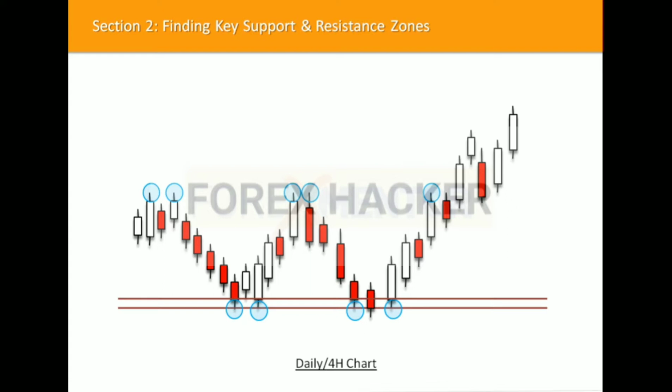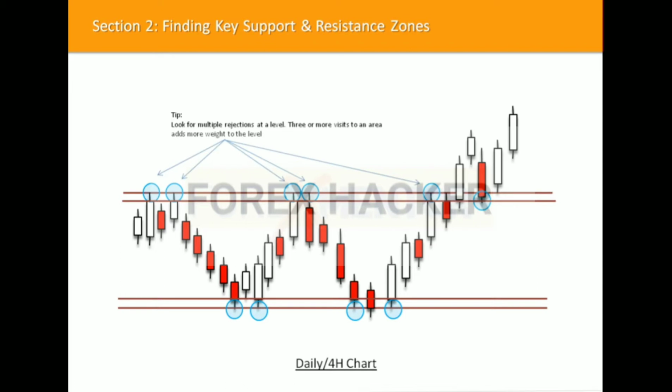Here in this example, we have a double bottom in place. And here again, remember, we're looking at wicks and bodies. And then on the top, we have a double top in place, and then eventually a triple top. And then price breaks through and it comes back and gives us a price flip.